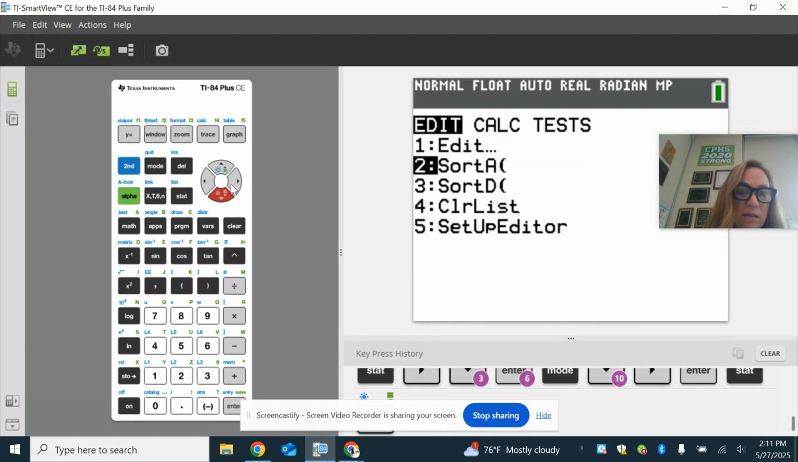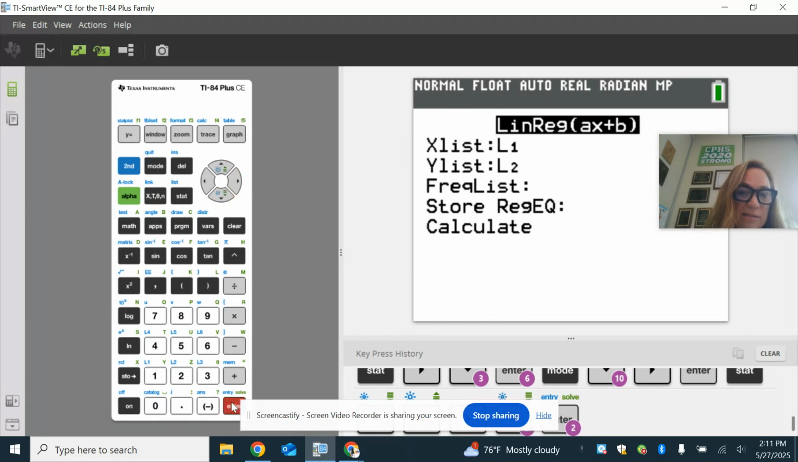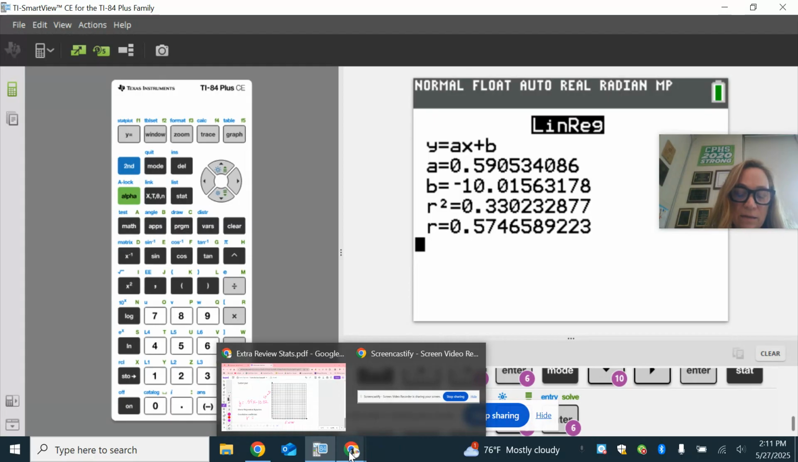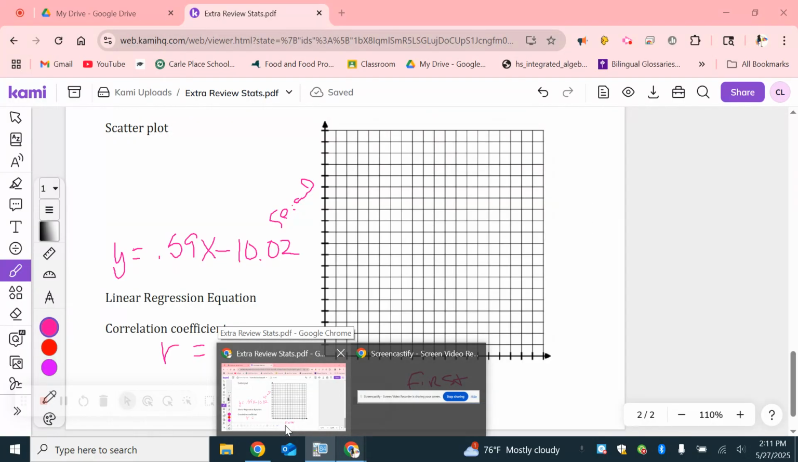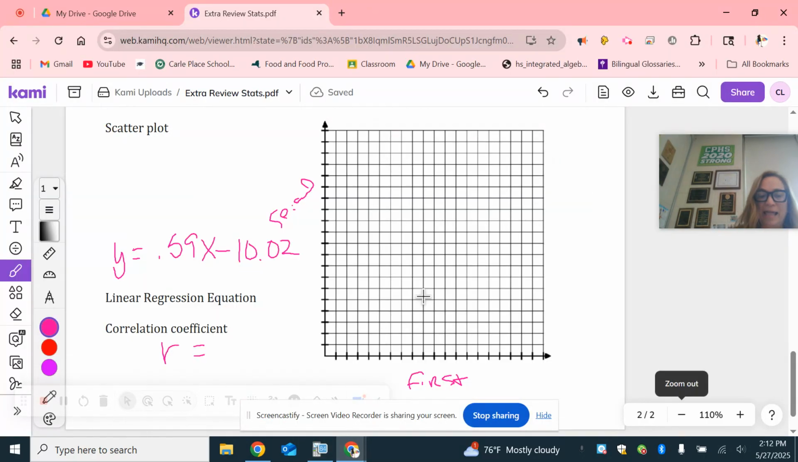Stat, calc, lin reg, doing it again. Better get the same answer. But I got an R. So my R is 0.57, which is weak. So what I would say is, very simply, there is a weak positive correlation between first test and second test. All right? Know your stuff. Good luck. Study hard.